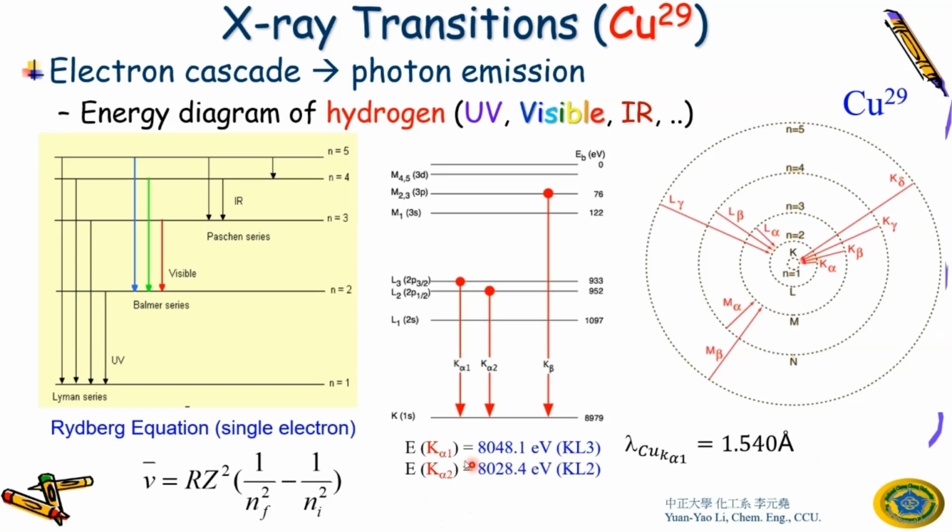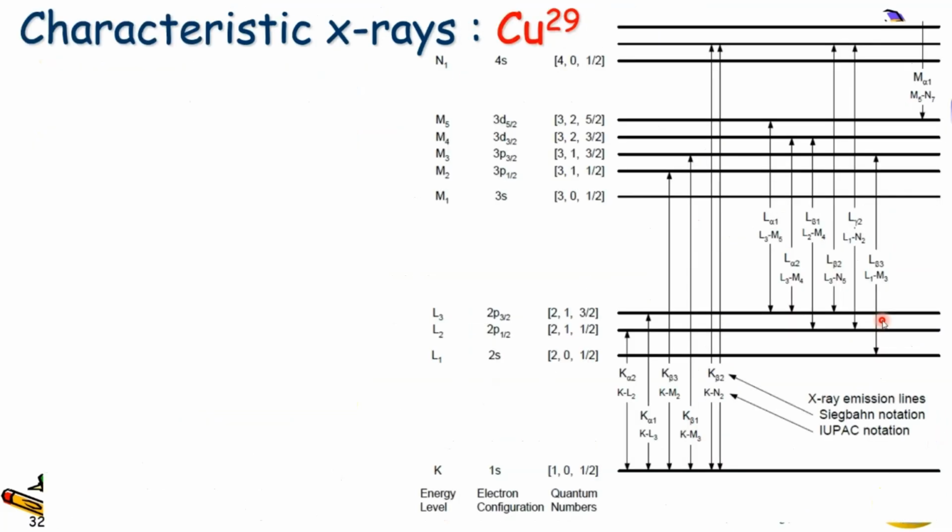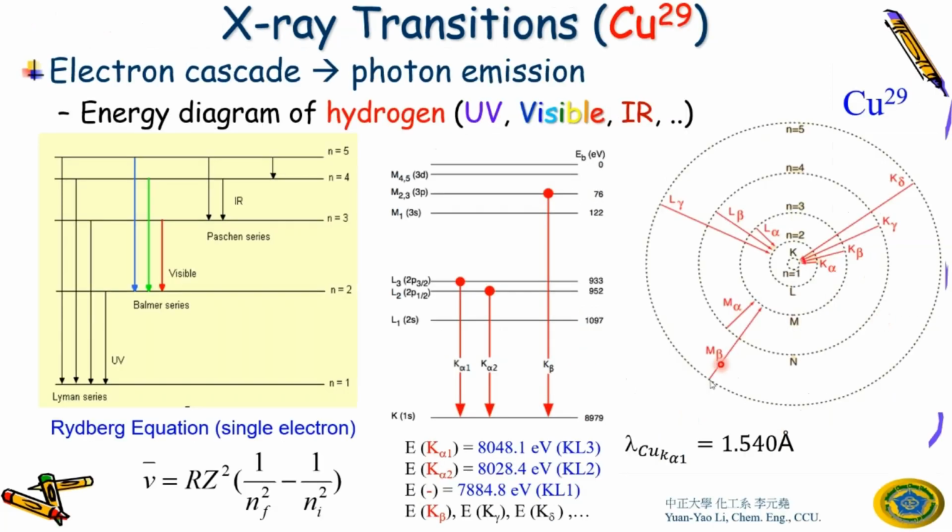Okay, and then the energy of the K alpha 2 will be this number. We also use KL2 to represent it. And KL1, something like this. And you can have K beta, K gamma, K delta. So this is what we call characteristic X-ray. So when the X-ray comes from this number, if I told you that the wavelength is 1.5 angstrom in the K alpha 1, what is this material? You will quickly say, oh, this is copper.